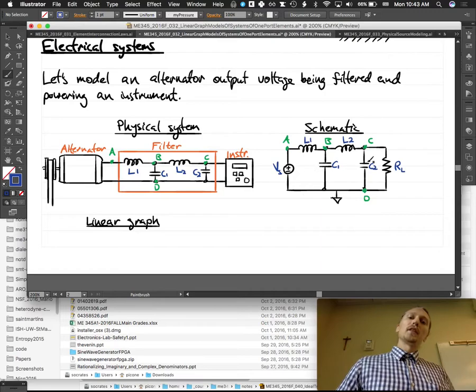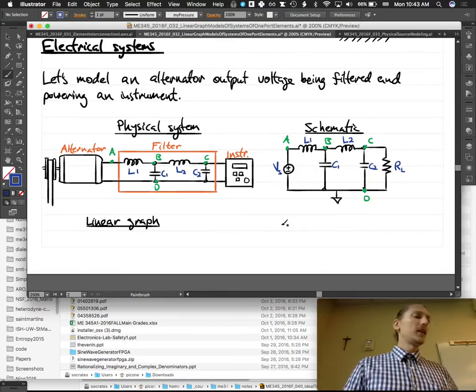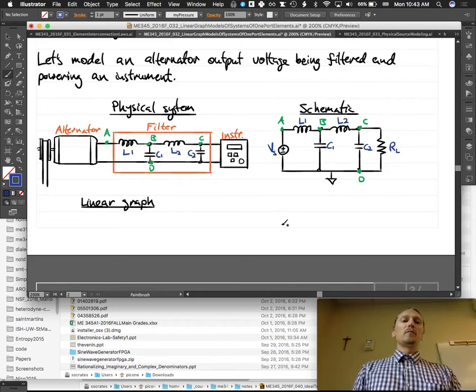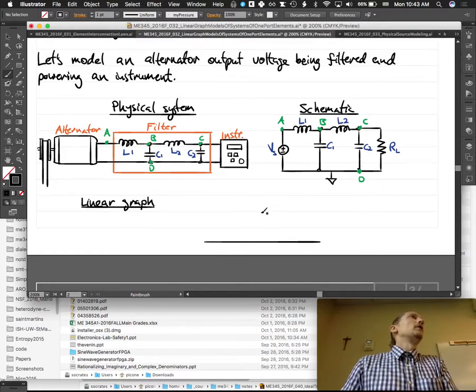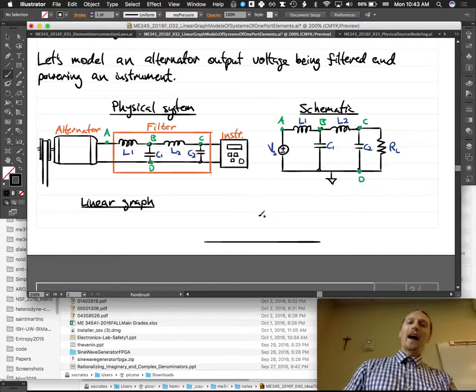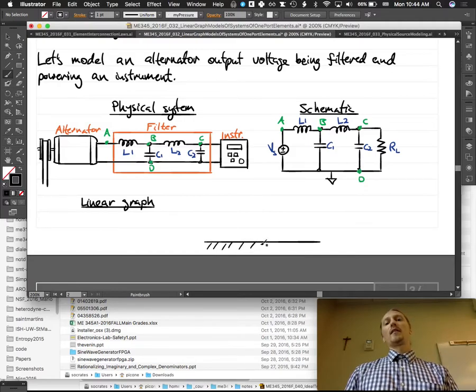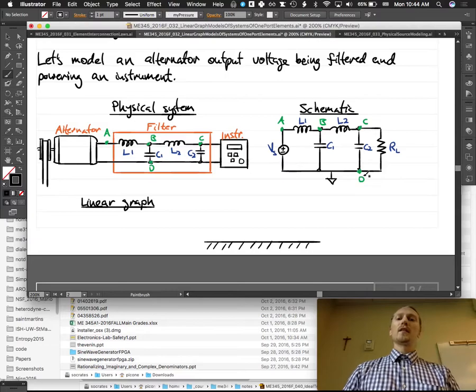And we have our filter here. So this is how we've drawn our electronic diagram. And then a linear graph from that is ridiculously straightforward because it's practically another form of a linear graph. It just looks a little different. So how many nodes do we have in addition to the ground? Three. One here, and one here. So this is all ground, right? So let's draw in our three other nodes.